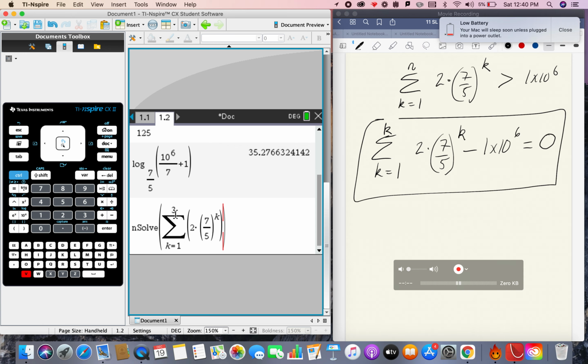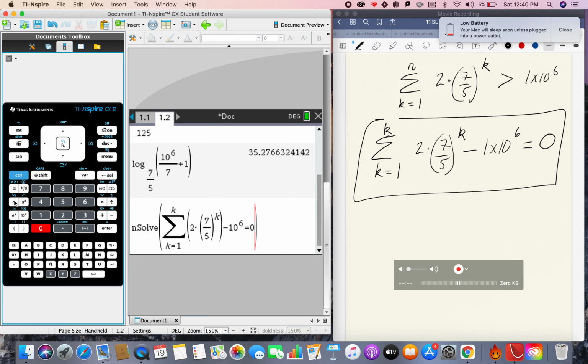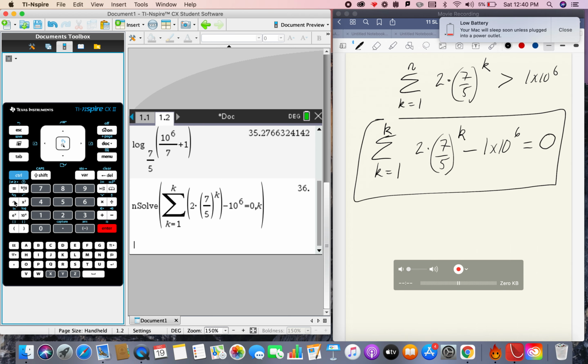Alright then, so I want k equals 1 up to k. 2 digit there. Okay, that looks good. And then I need to subtract 1 times 10 to the 6, with the exponent of 6. And then equals 0. So I've got the equation equals 0. I now need to solve, comma, for variable k. Let's see if this would like to work. Look at that. And notice it gives us exactly k equals 36 on nSolve.